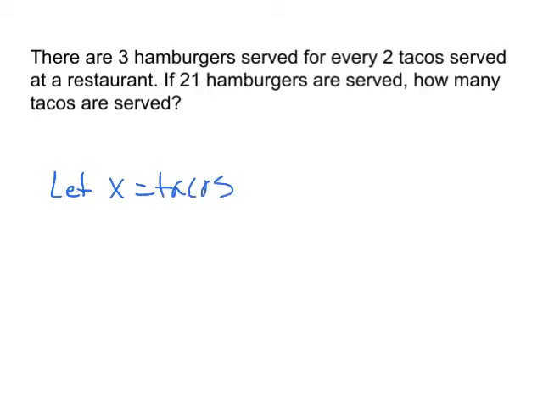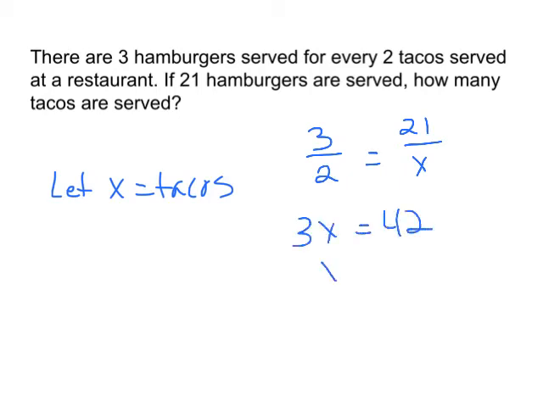And we know how many hamburgers are served. The 3 goes with the hamburgers, and the 2 goes with the tacos. So we just set it up: 3 to 2 is equal to 21 over x. And then you cross multiply. 3 times x is 42. So x is going to end up being, let's see, 14. X is 14. So there are 14 tacos.